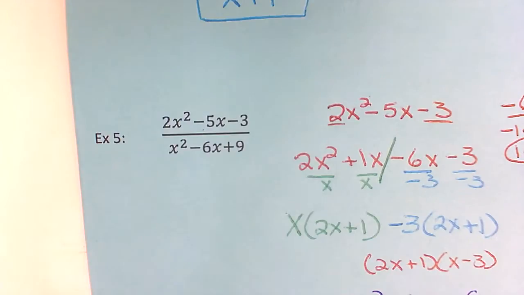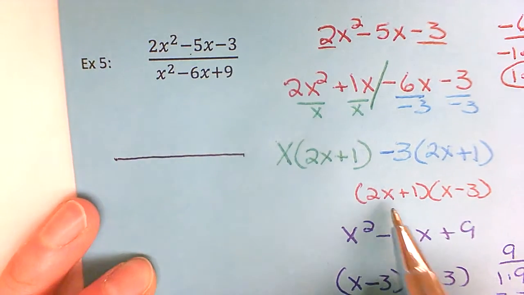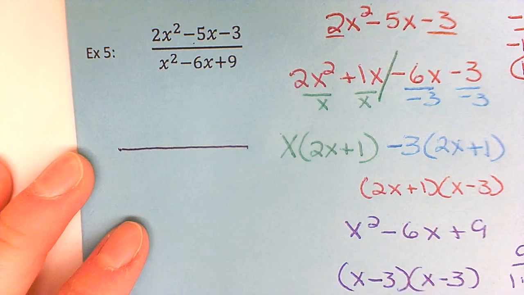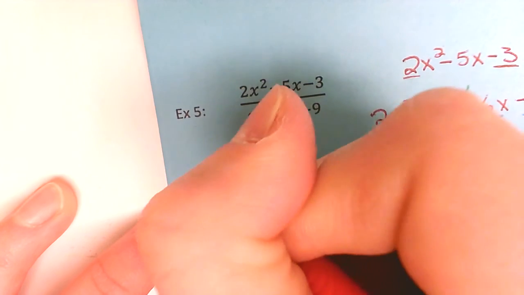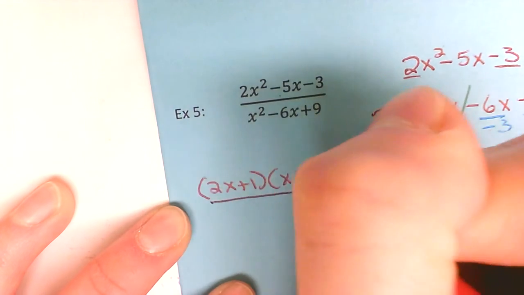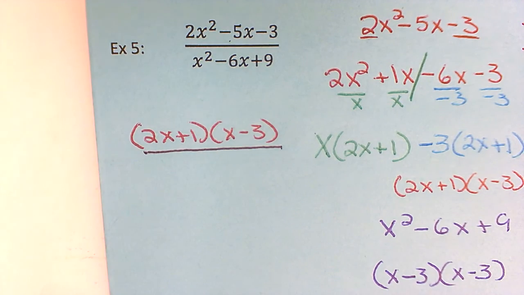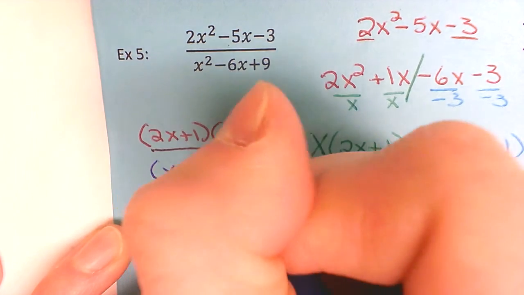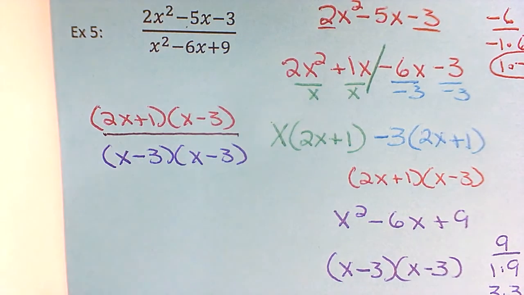Now let's rewrite this problem using our new factors. We said the top row is actually 2x plus 1 times x minus 3. We did all that factoring right there. So that's 2x plus 1 times x minus 3. And we said that the bottom row, the denominator, factored into x minus 3 times x minus 3.